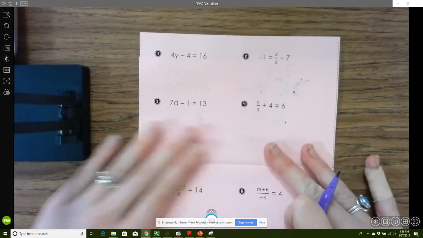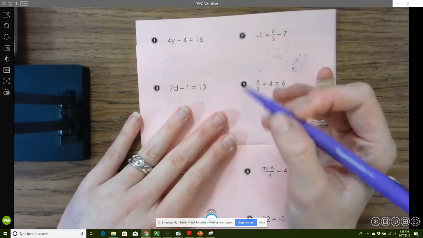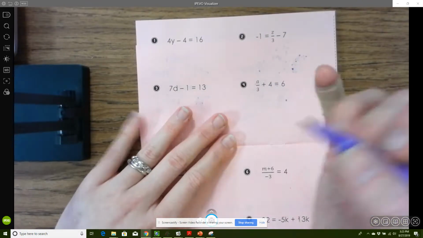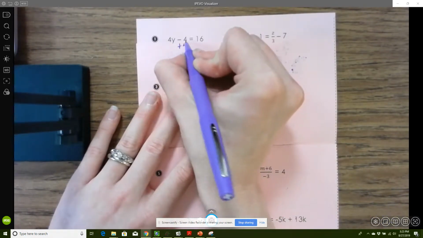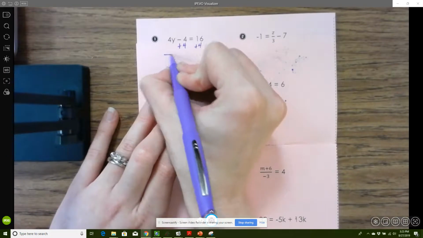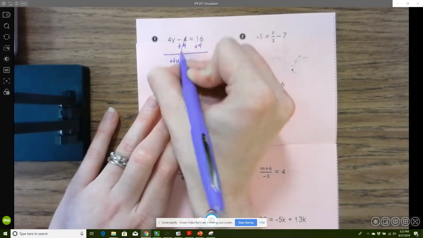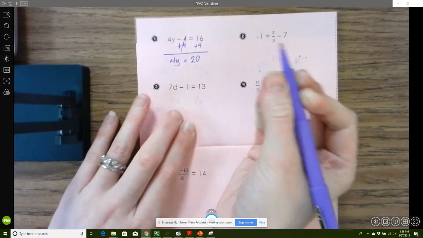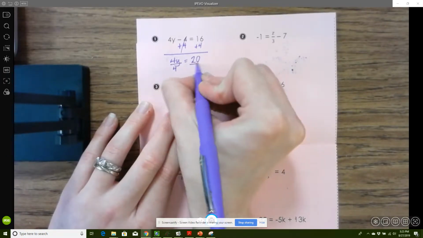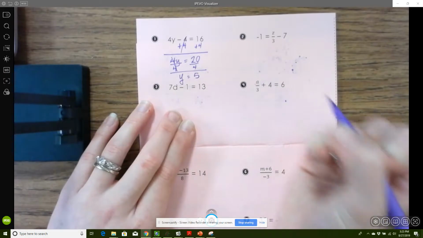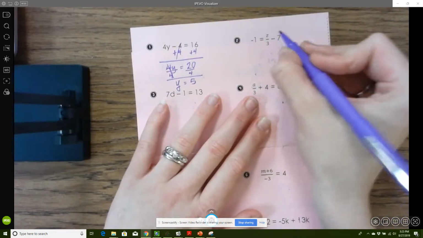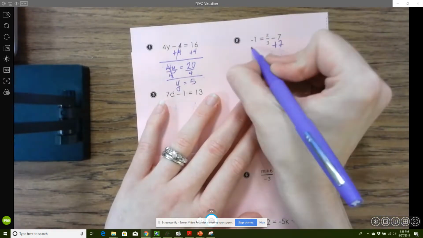All right, so two-step equations. Remember, we're doing PEMDAS backwards. So we do the addition and the subtraction first, and then the multiplication and division. So I want to get rid of the subtraction first. And so I would have 4y equals 20, and then I would divide by the 4. So y equals 5. So same thing, I want to get rid of that subtraction first.